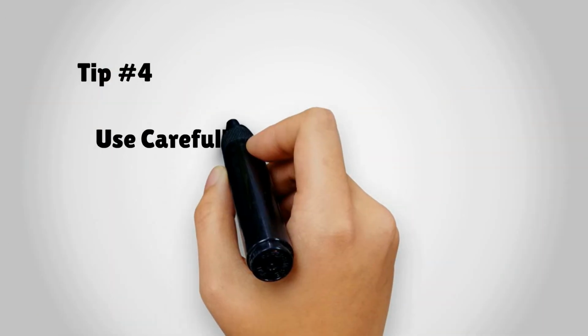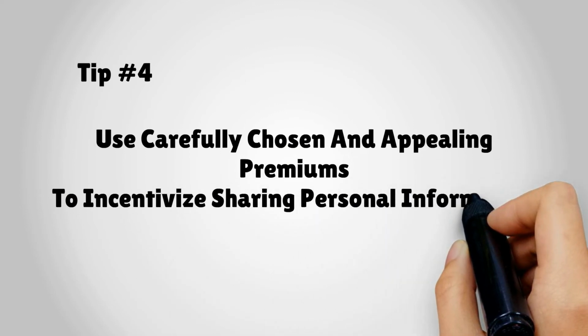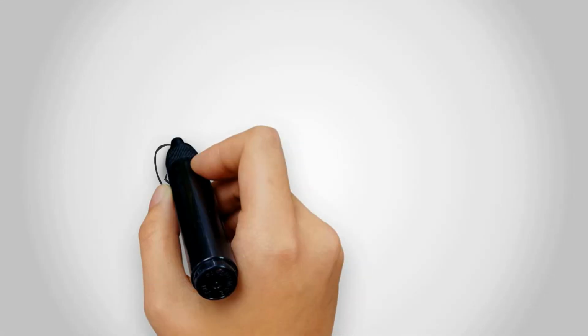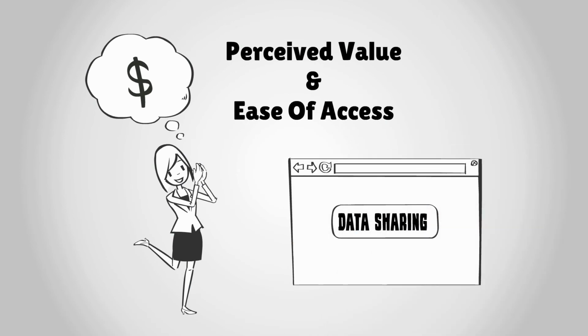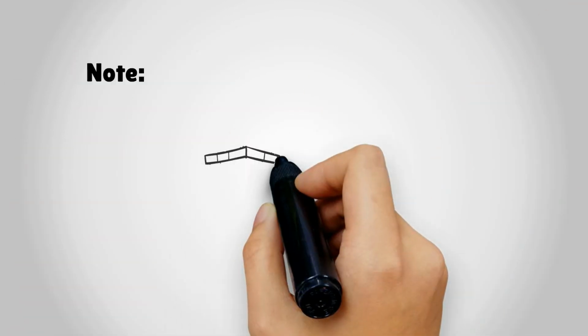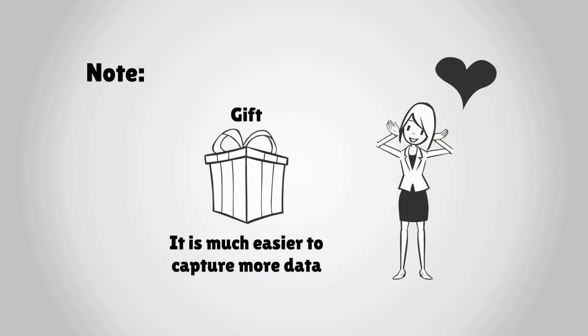Tip number 4. Use carefully chosen and appealing premiums to incentivize sharing personal information. The greater perceived value and ease of access will increase the amount of data sharing. Note, if you're giving away a physical gift, it is much easier to capture more data in such a situation.